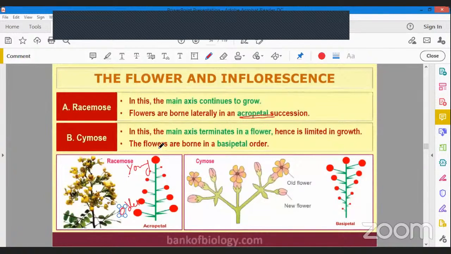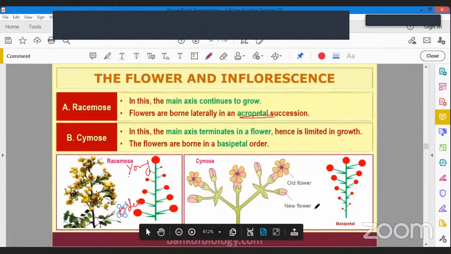Whereas in cymose, the main axis terminates in a flower, and it is in basipetal succession. So remember this, students. So what happens in basipetal succession? The young ones are at the bottom and the old ones are at the top. So here there will be indefinite growth. Here there will not be much growth. So take down these two.